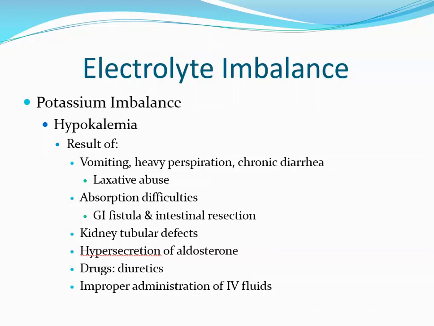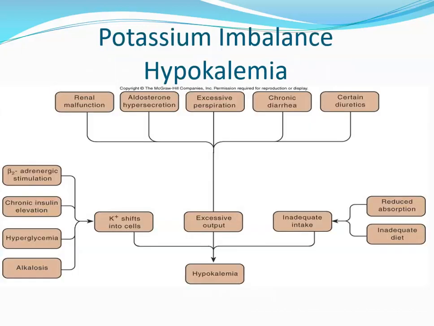It could be due to an absorption difficulty, either a GI fistula or an intestinal resection that results in a decrease in the ability or decreased surface area for absorption. It could be due to a kidney tubular reabsorption defect, so the kidneys cannot reabsorb potassium from the urine, hypersecretion of aldosterone, various drugs such as diuretics, and the improper administration of IV fluids. This flow chart is exactly what we just talked about, all the different causes of hypokalemia. Instead of words, just put into a flow chart form.